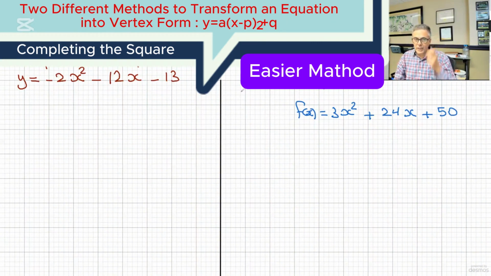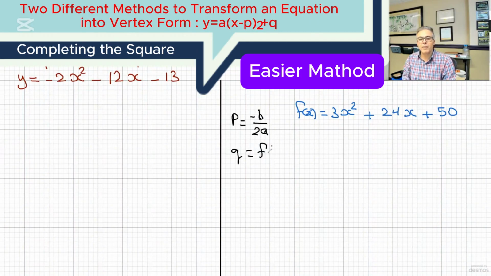Let's get started. To change to vertex form, we're going to try the easier method first. What we're trying to find is p first, this value right here, and p equals negative b over 2a. And then q, to find q, you just do f of p. What does that mean? Once you find p, you take the value that you found for p, sub it in for the x's here, and solve your equation. Whatever that is, that's your q.